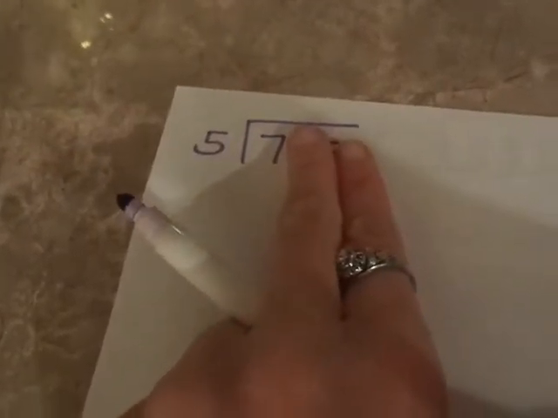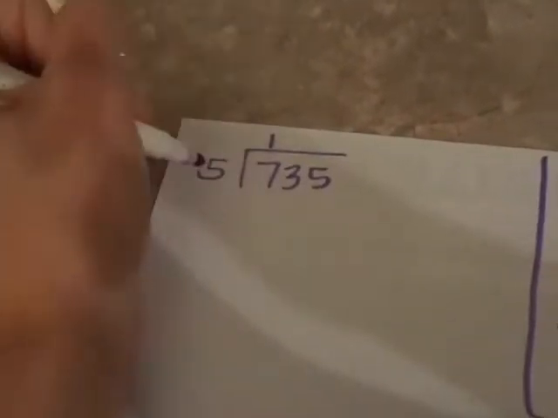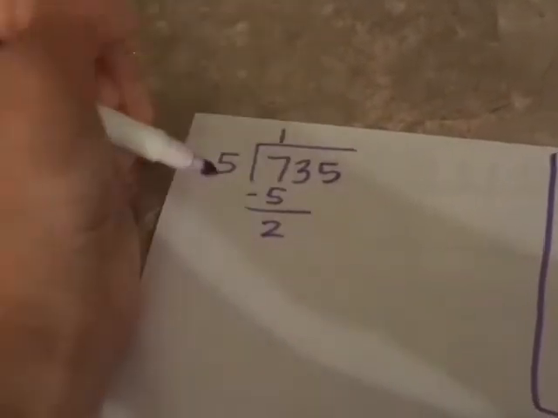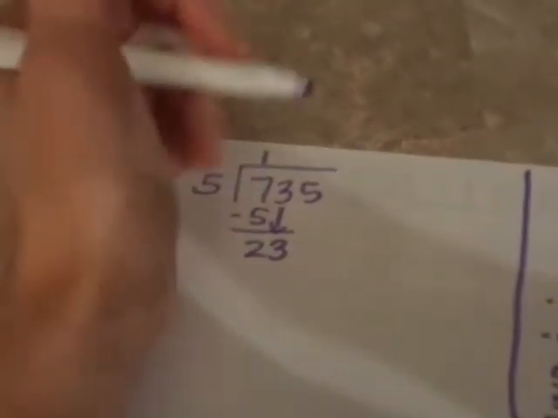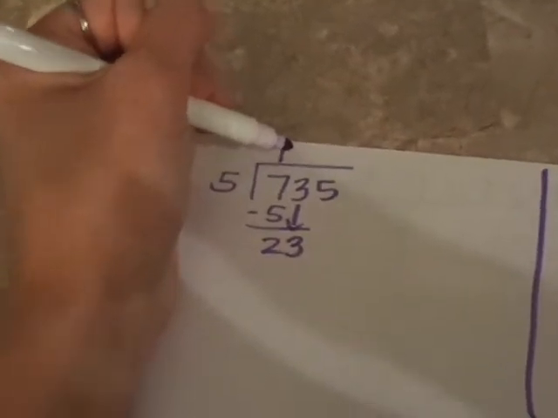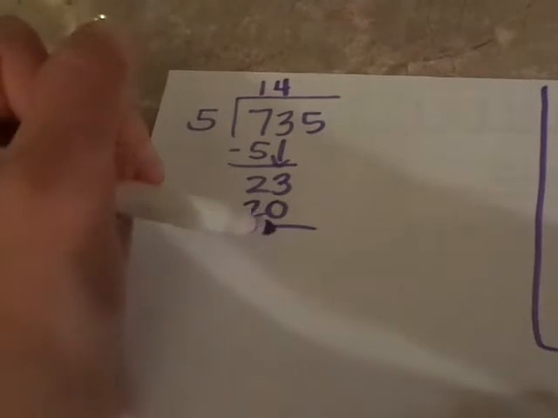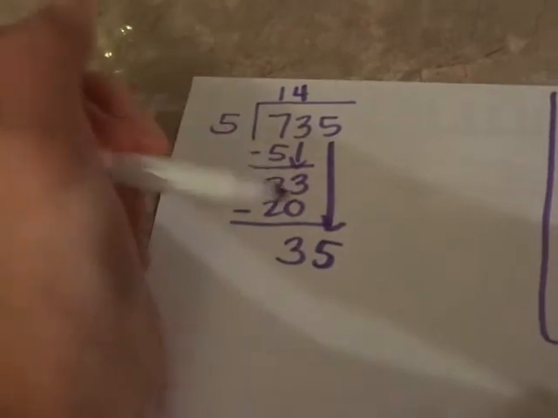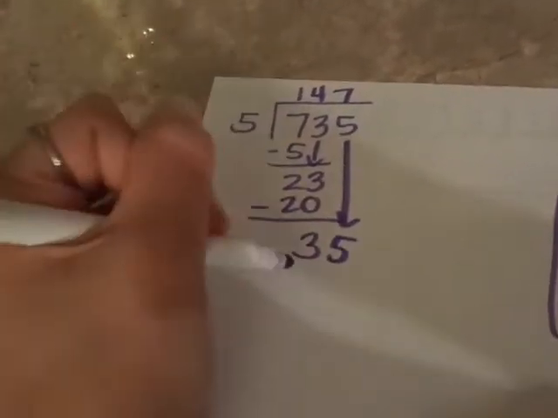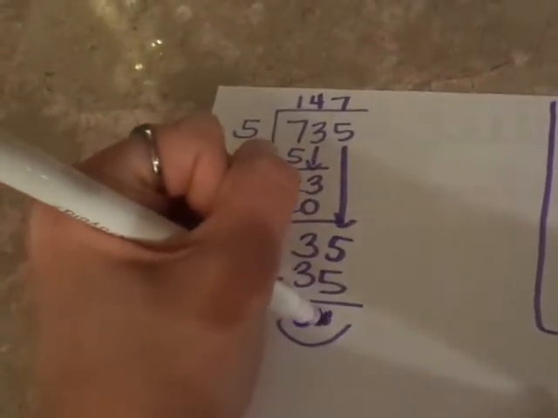Cover up your whole numbers. 5 can go into 7 how many times? Once. 1 times 5 is 5. Subtract that out, you get 2. Bring down your 3. How many times can 5 go into 23? Think about 5 times 4 is 20, 5 times 5 is 25, too big. Subtract 23 minus 20, you get 3. Bring down your 5. How many times can 5 go into 35? 7 times. Subtract that out and you get happy zeros too. Yay!